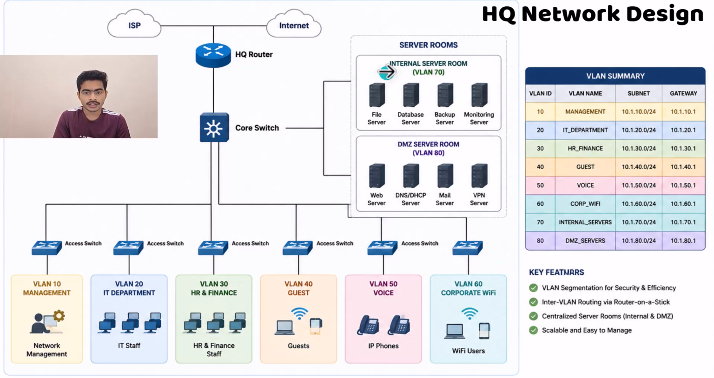And for the servers, we have VLAN 70 and 80. 70 is the private server, which is restricted only to the staff of the headquarters, while the DMZ server, where we have web server, DNS, mail, VPN, is exposed to the internet. So this can be accessed from outside the network.